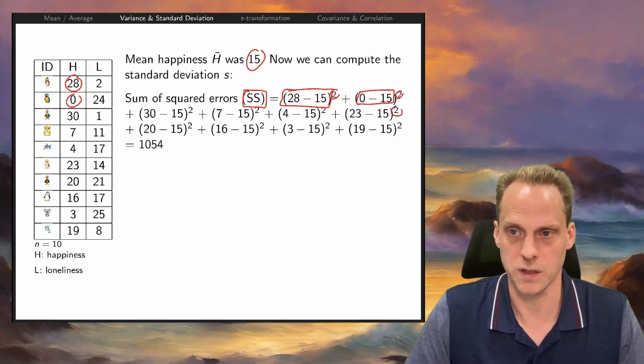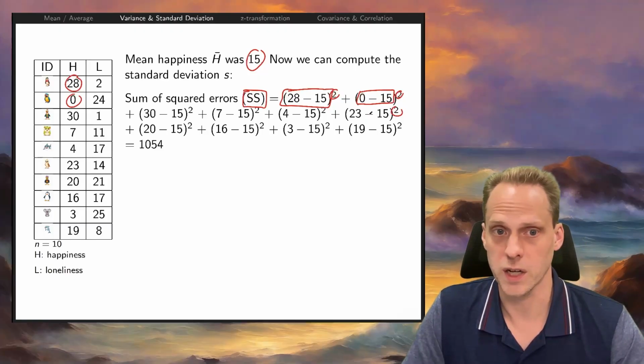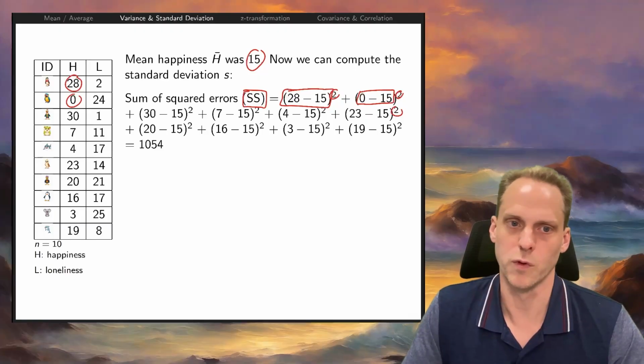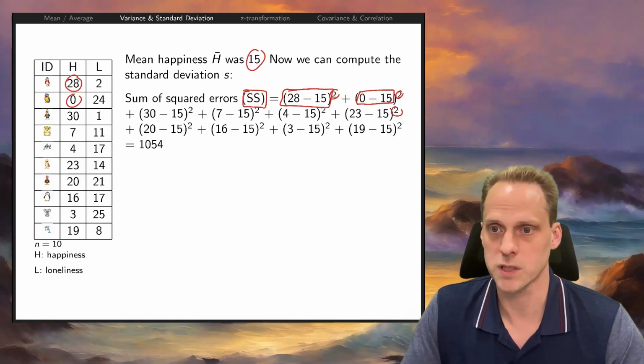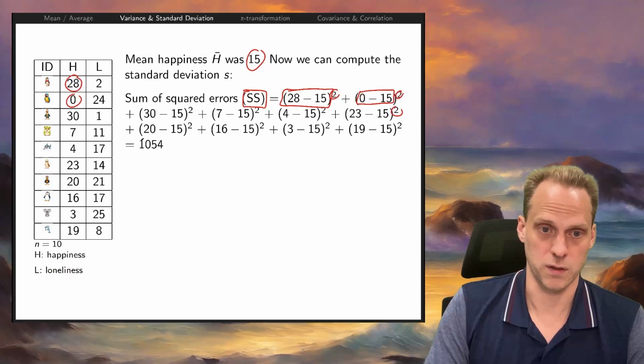So we have something that's non-zero. If you do not square them, then the sums of square, well, this wouldn't be sums of squares because you're not squaring it, but the sum would be 0. We get something like 1054.